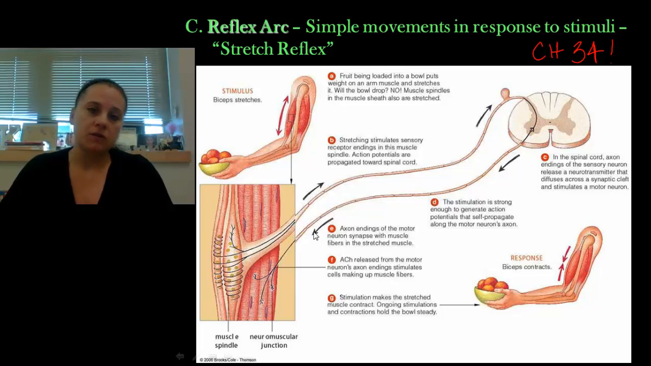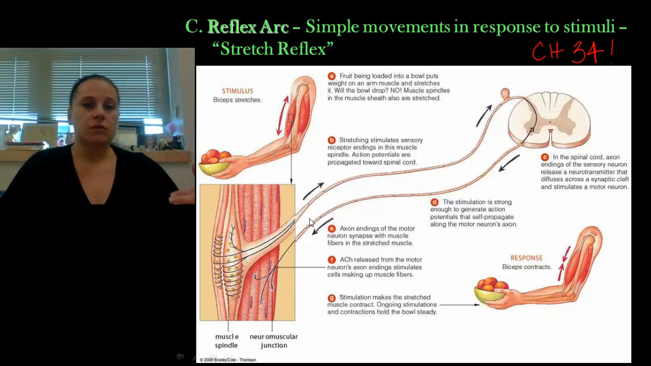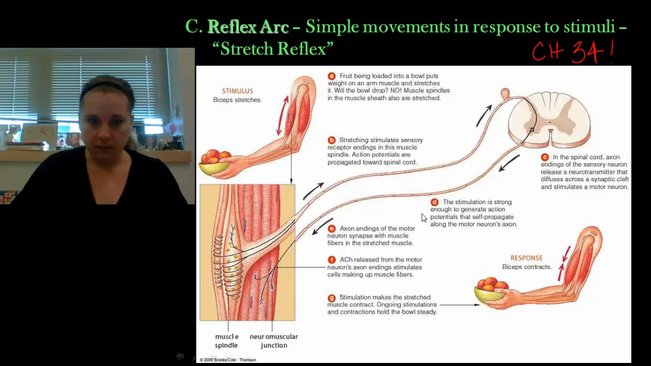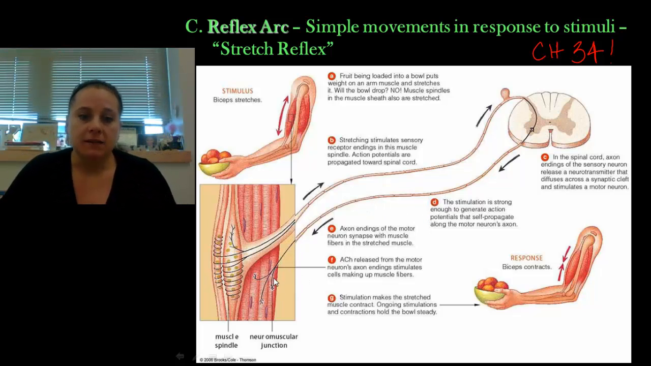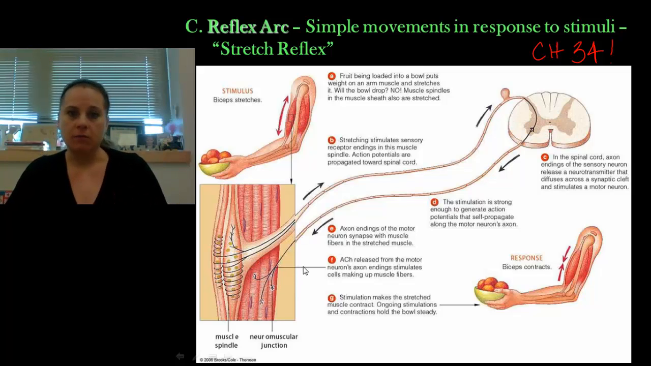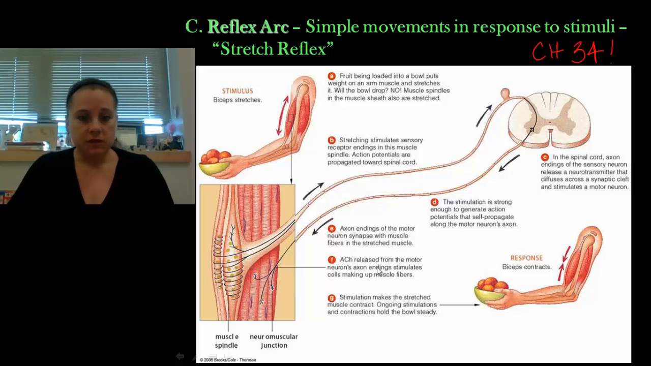Because remember, signaling is a one-way street. If I take a neuron up to my central nervous system, it's going to take a different neuron to go back to my muscle. So as soon as I get back down, axon endings go to the actual muscle fibers, releasing acetylcholine from the nerve into the muscle fibers, and that stretch response allows us to keep the bowl steady, because we're maintaining a contraction of our bicep muscle.